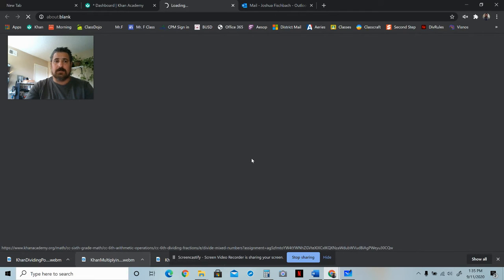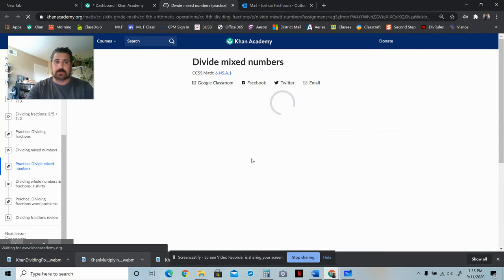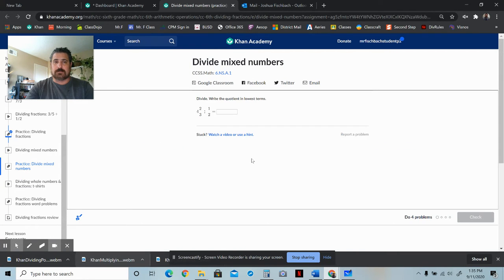So ultimately, the basic process for dividing mixed numbers would be to change them to improper fractions or top-heavy fractions first. And then change the division to multiplication by following the keep, flip, change kind of algorithm. And then multiply like normal. So let's see how it goes.